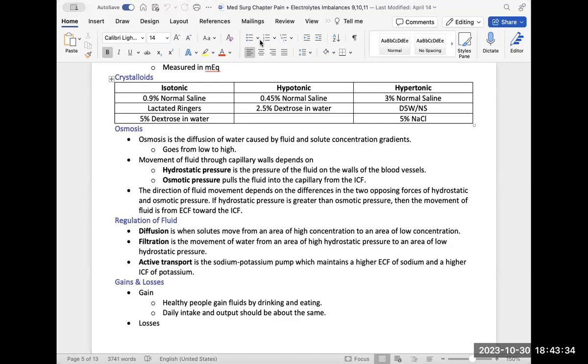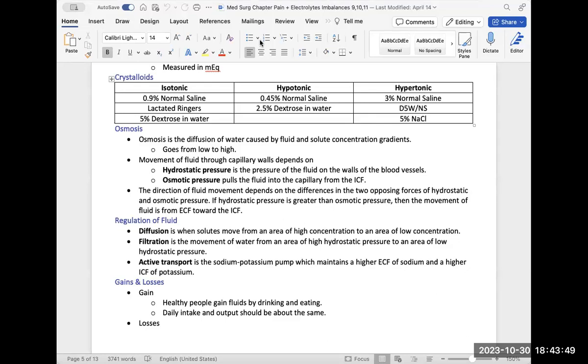And a rule of thumb that Professor Remy taught me when I had her for lab is that anything that has two fluids, like dextrose 5% in water and normal saline, would be a hypertonic solution.